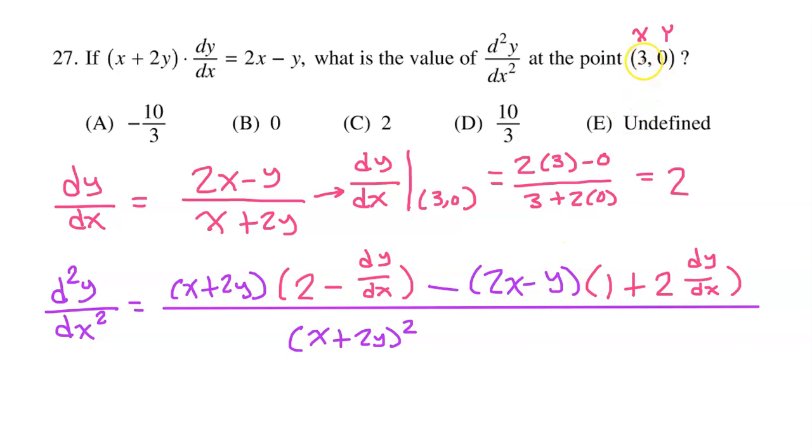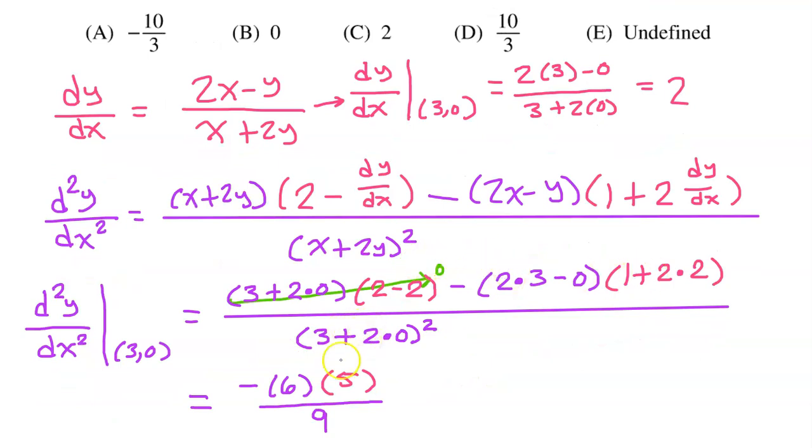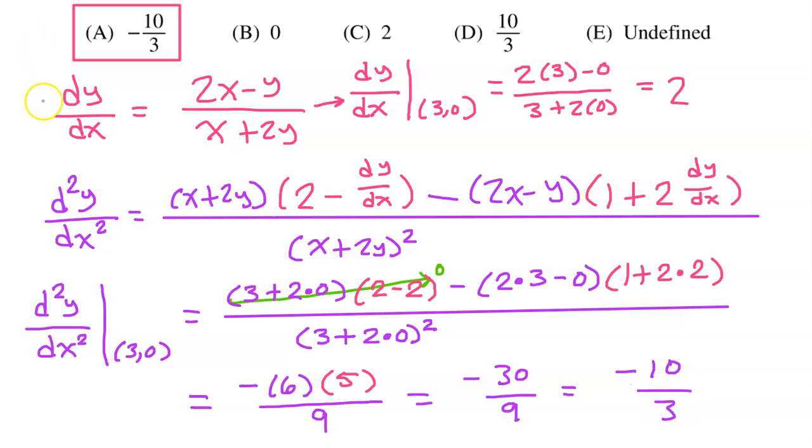Simultaneously, let's substitute in 3 for x and 0 for y. So now we have this. All we have to do is simplify. Noticing that 2 minus 2 is 0, and 0 times this is also 0. This term is gone. So we just have to simplify the rest of it. These remaining factors simplify down to negative 6 times 5 over 9, which gives us negative 30 over 9, which reduces to negative 10 over 3. So the answer is A.